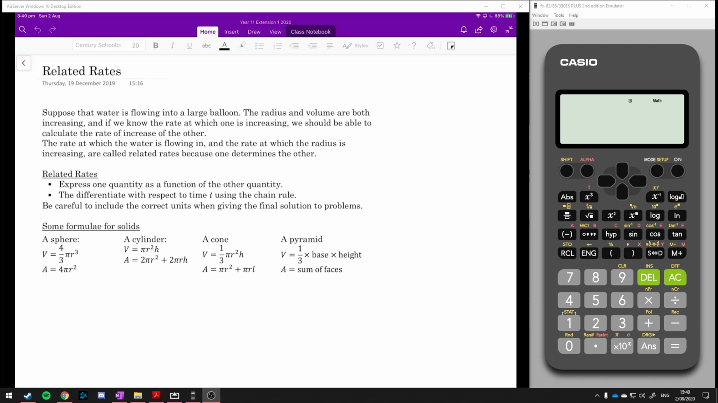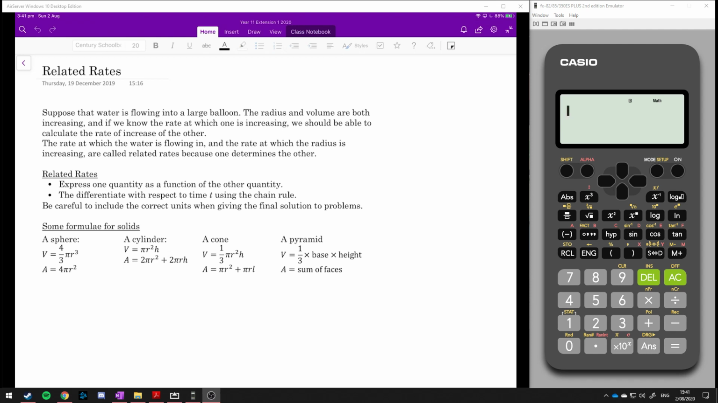So if you do have water flowing into a large balloon, then the radius and volume are both increasing, okay? So water goes in, the radius goes out, and the volume also goes out, but by a different factor. And if we know the rate at which one is increasing, we should be able to calculate the rate of increase of the other. So essentially, if we know how much the radius is increasing over time, then we could use that to work out how the volume is going to be increasing over time, okay?